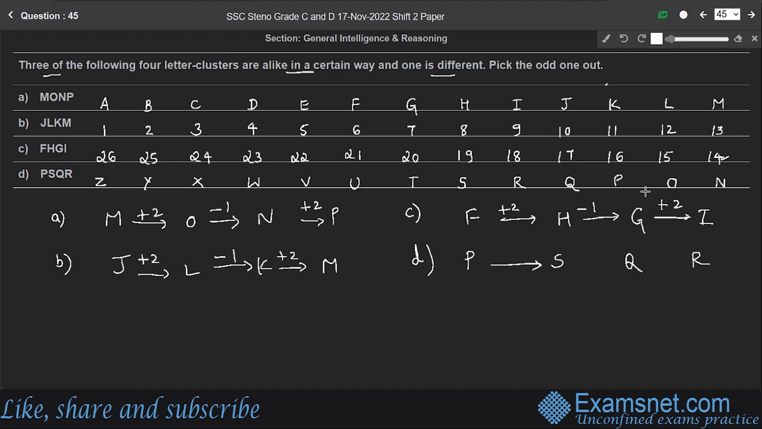PSQR. So P is how much? P is 16, S is 19. So we have to add 3 to the first letter, right? And to the second letter, right? S is how much? Is it 19?